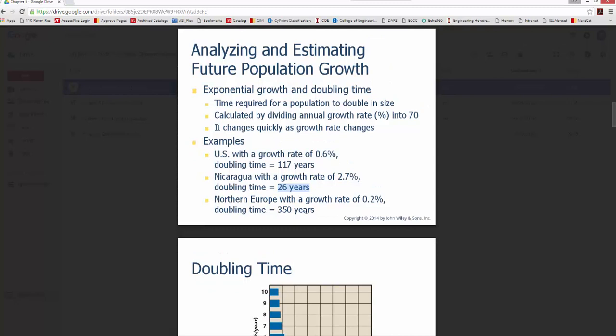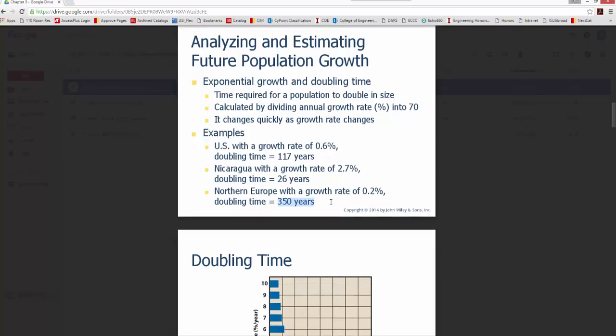Northern Europe has a lot less growth, in fact less than what we see in the U.S., so they are looking at about 350 years to double their population. So again, this is with an exponential growth model.